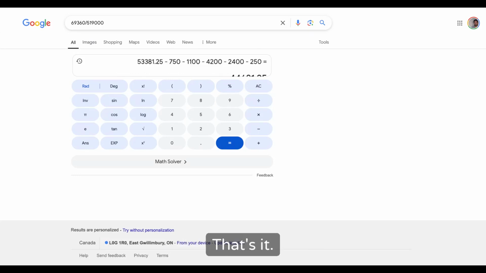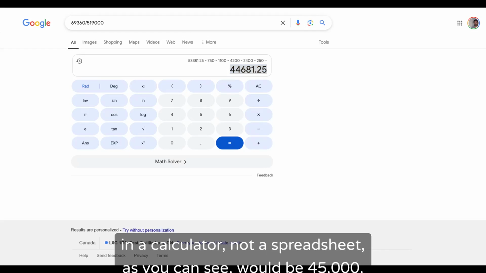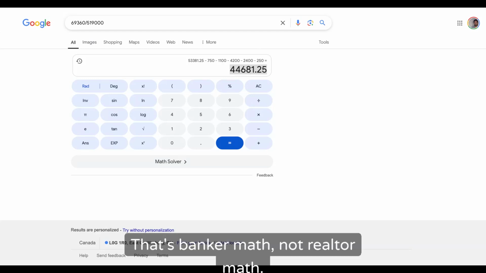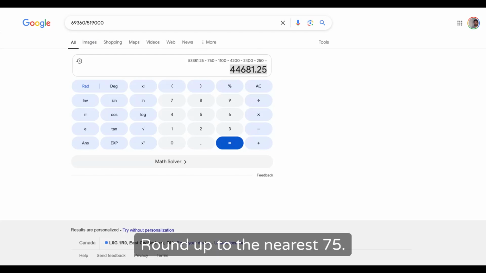So your net operating income, very crude, I did it in a calculator, not a spreadsheet, as you can see, would be 45,000, give or take. 44. Let's say 44. We'll be pessimists here, not optimists. I like that. That's banker math, not realtor math. I was gonna say, if you ask me, that's 50. Round up to the nearest 75.